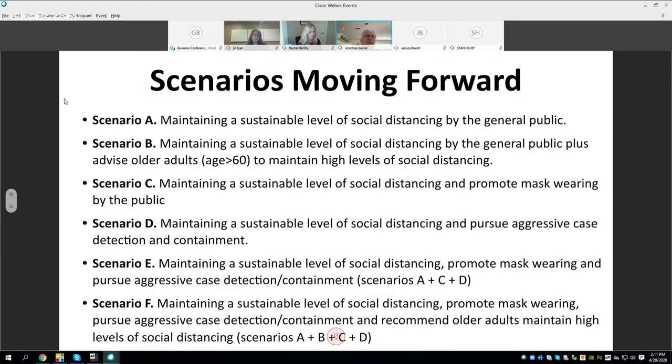So I'm going to show you a set of scenarios that build on each other. So scenario A is maintaining a sustainable level of social distancing by the general public. And I'm going to show you a number of different levels of social distancing. In B, we add advising older individuals, potentially vulnerable populations construed more broadly, to maintain high levels of social distancing. C, we add to social distancing mask wearing. D, we add aggressive case detection and containment. Then E and F, we look at combinations. So E, we add mask wearing and aggressive case detection to social distancing. And then in F, we put them all together, including recommendations to protect the vulnerable populations.